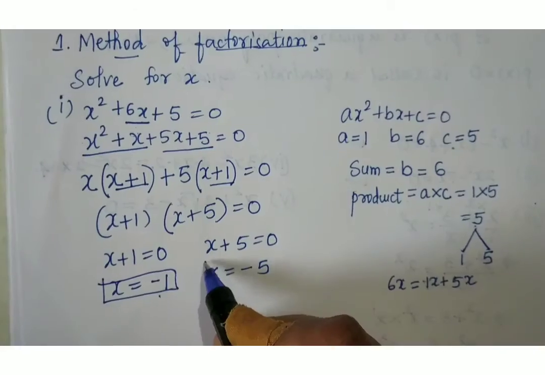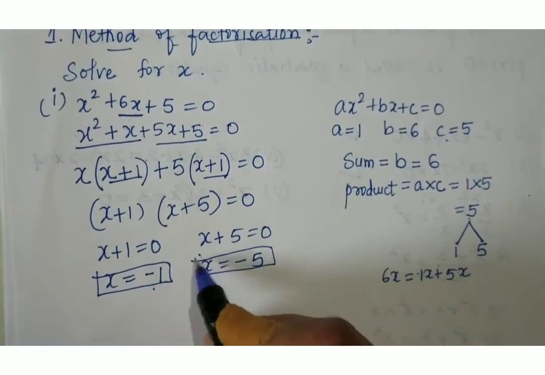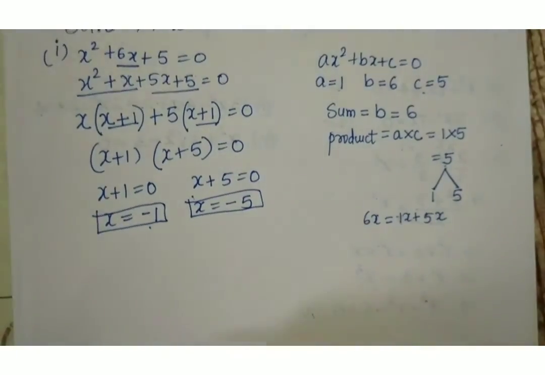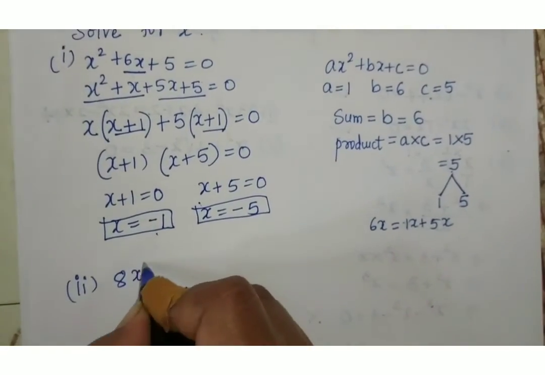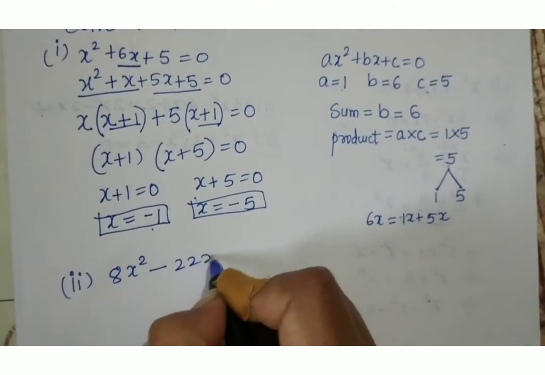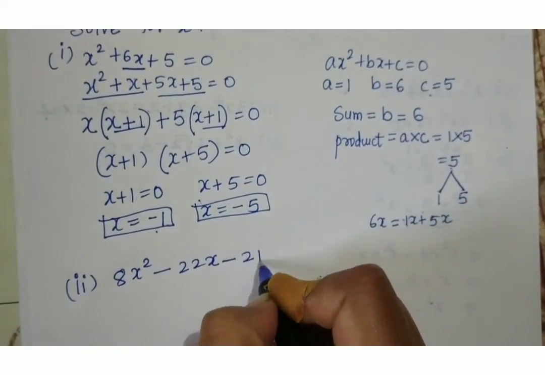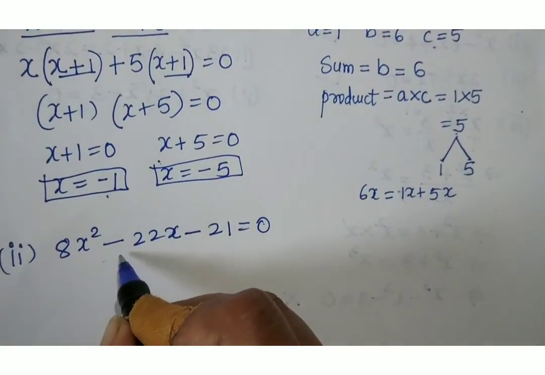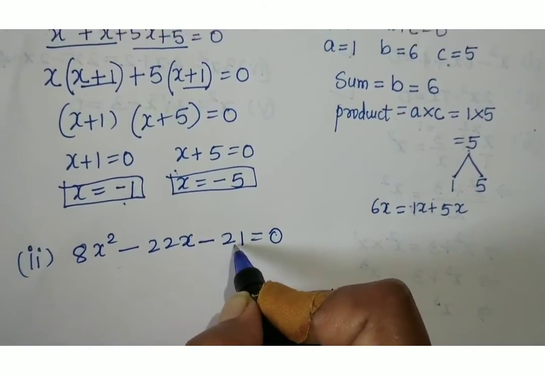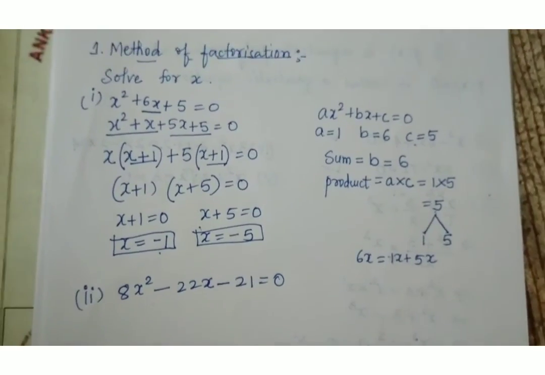So this is one example I took. You can take some more examples and try to solve. I hope this is clear. One more I want to give you to try. It is 8x square minus 22x minus 21 is equal to 0. Please do try. Here the value of b is negative. The value of c is also negative. Please take it carefully and solve it.